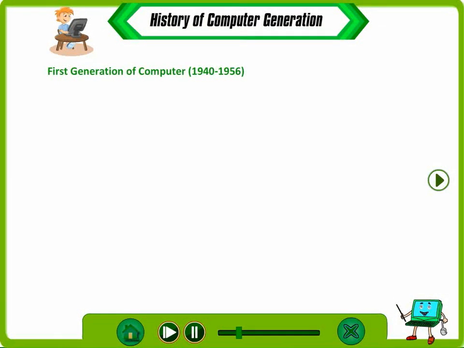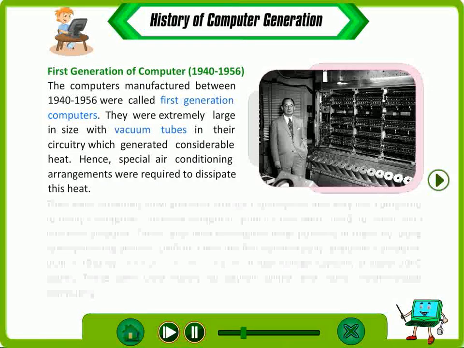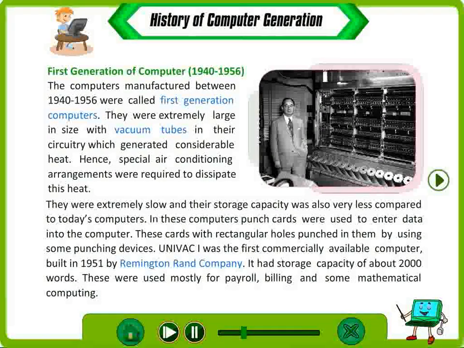First generation of computer, 1940 to 1956. The computers manufactured between 1940 to 1956 were called first-generation computers. They were extremely large in size with vacuum tubes in their circuitry, which generated considerable heat. Hence, special air conditioning arrangements were required to dissipate this heat. They were extremely slow and their storage capacity was also very small compared to today's computers.